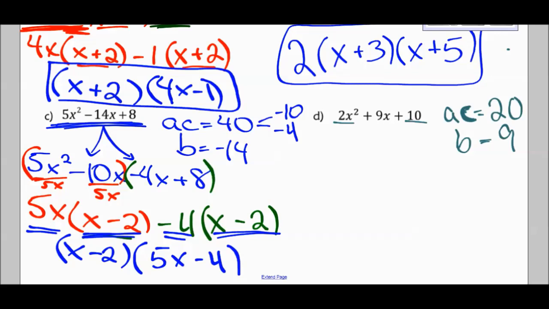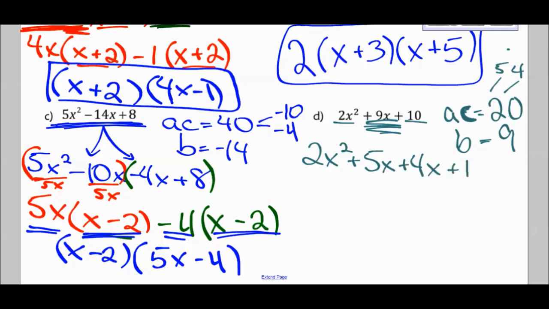4 times 5. Yeah. So 2x squared doesn't change. This gets split into the two factors of 20. And the 10 doesn't change.